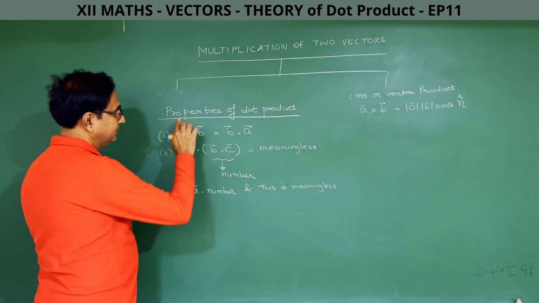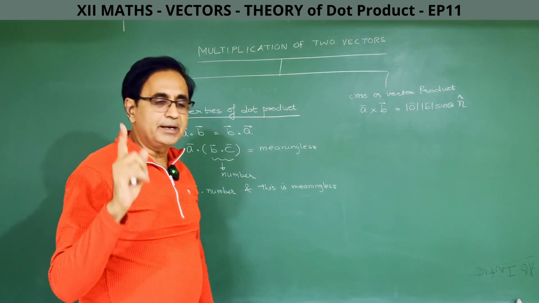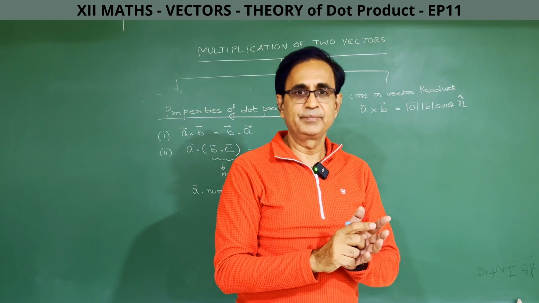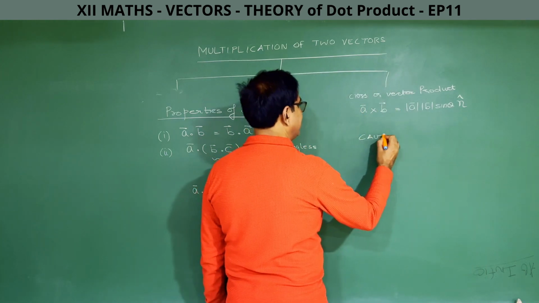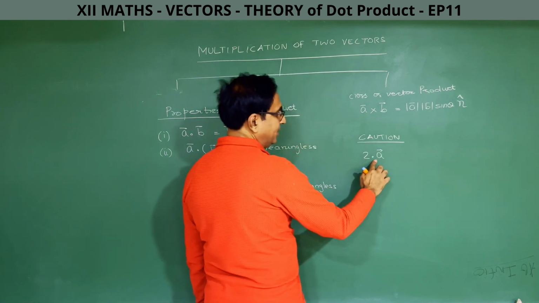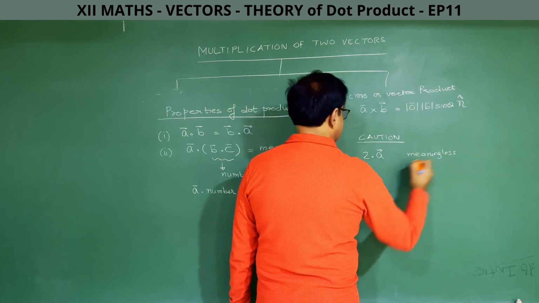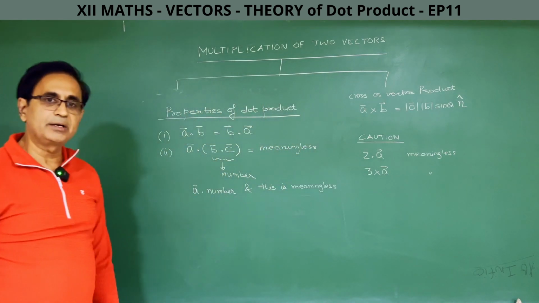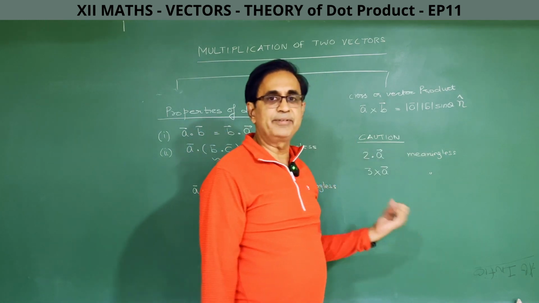Because dot, as I told you here, and cross, again a very important line: dot and cross are put between two vectors, not between a vector and a number. So another caution here, let me write it for you. What is 2 dot A? 2 is a number, dot A. So your answer will be meaningless. Similarly, 3 cross vector A again will be meaningless, because dot and cross are always placed between two vectors, not between a number and a vector.